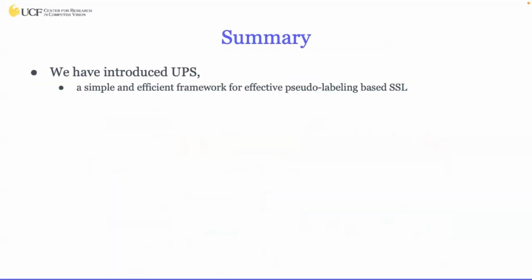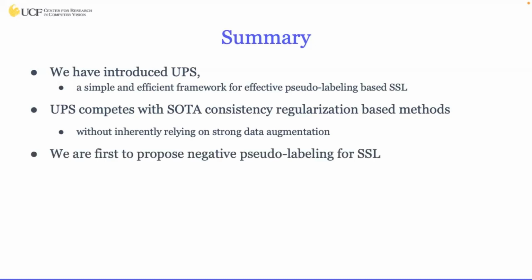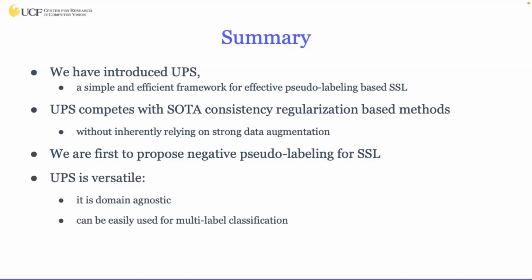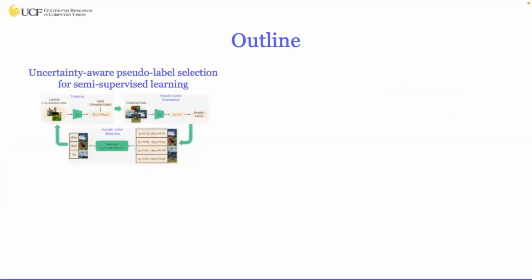So to summarize, in this method, we introduce UPS, a simple and efficient framework for effective pseudo-labeling based semi-supervised learning. UPS competes with state-of-the-art consistency regularization-based methods without inherently relying on strong data augmentation. We are the first to propose negative pseudo-labeling for semi-supervised learning. UPS is versatile because it is domain agnostic and can be easily used for multi-label classification. This concludes our first work, which is uncertainty-aware pseudo-label selection for semi-supervised learning.